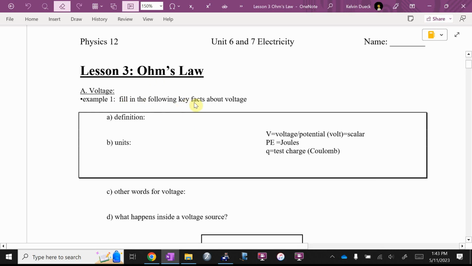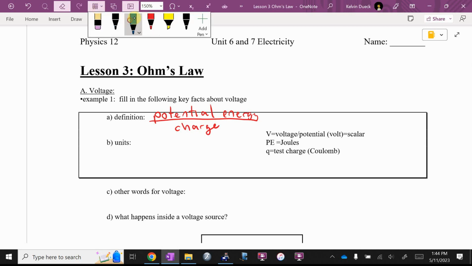Example one says, fill in the following key facts about voltage. First of all, what's the definition of voltage? Voltage is defined as the amount of potential energy per unit charge. The letter that we use as our abbreviation for voltage is a V.